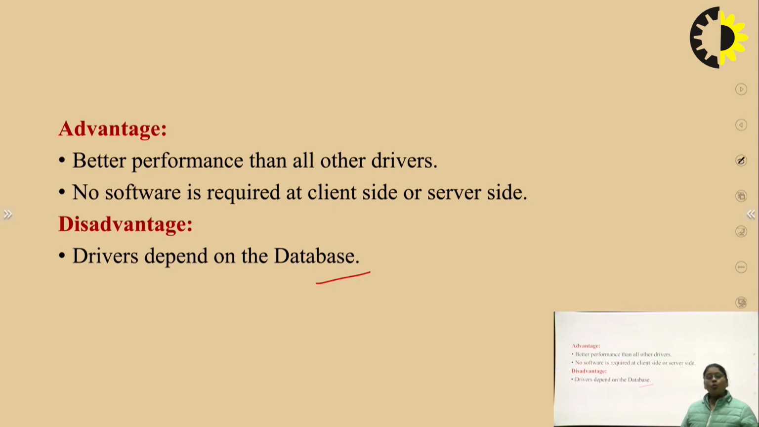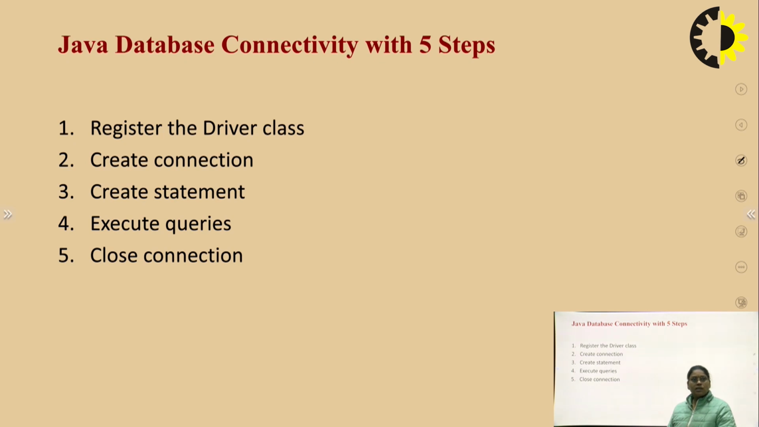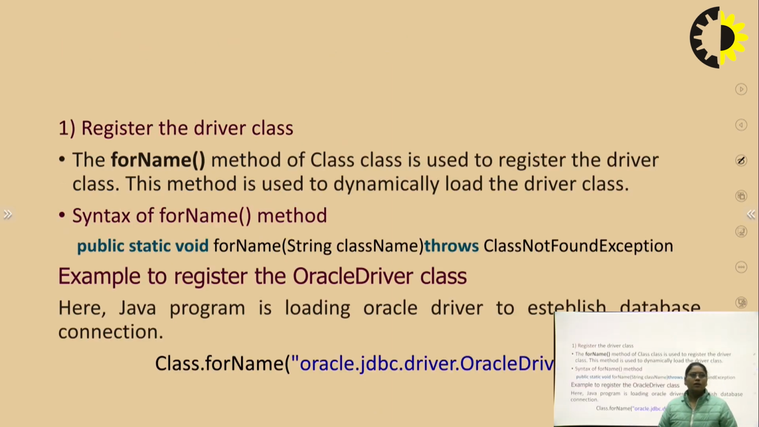Now we come to how we can connect, once we have loaded that particular driver. So there are 5 steps for creating the connection, the JDBC connectivity steps. Number 1, register the driver class, then create the connection, create the statement, execute the query, and finally close the connection. These are very important 5 steps which are required for connecting a Java application to the database. So the first step is to register the driver class.